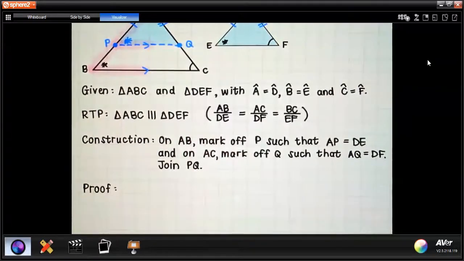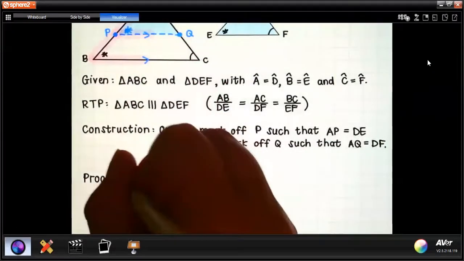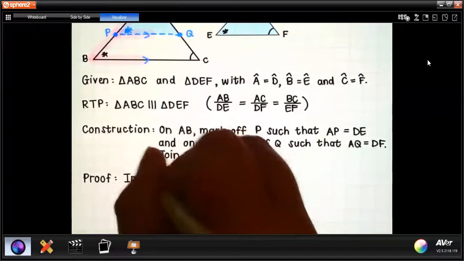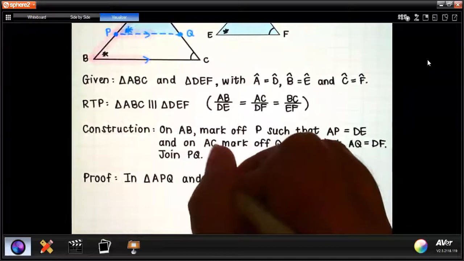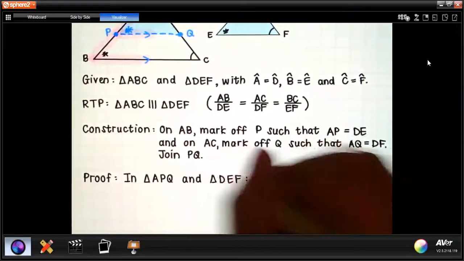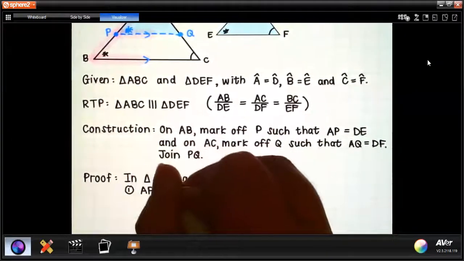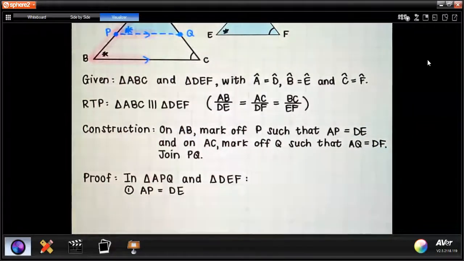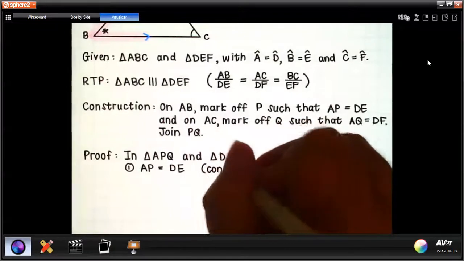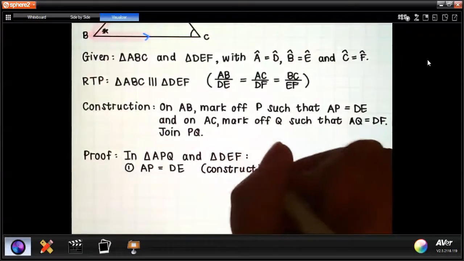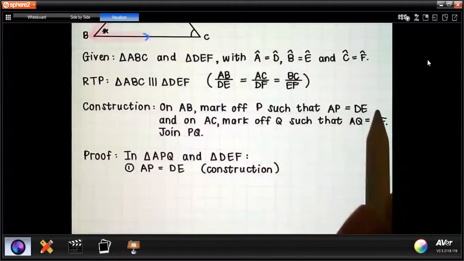First, like I said, we are going to prove that these two blue triangles are congruent. So I'm just going to write in triangle APQ and triangle DEF. First thing, like I said, is that AP is equal to DE, and the reason for that is construction. Right? We even have it over there in our construction line, such that AP is equal to DE.